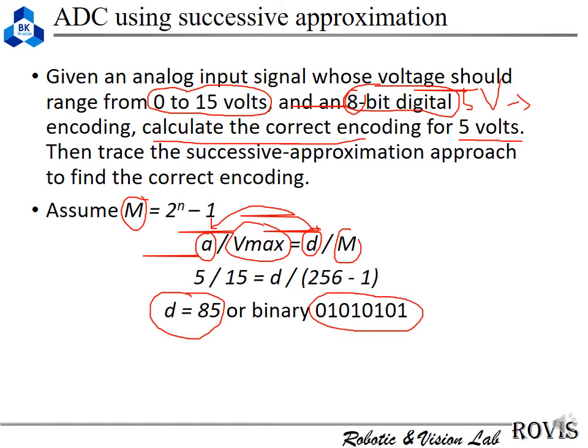So our PIC chip will digitalize this number into this one, and when we read this digital number, we will know that okay, this one is 5 volts.